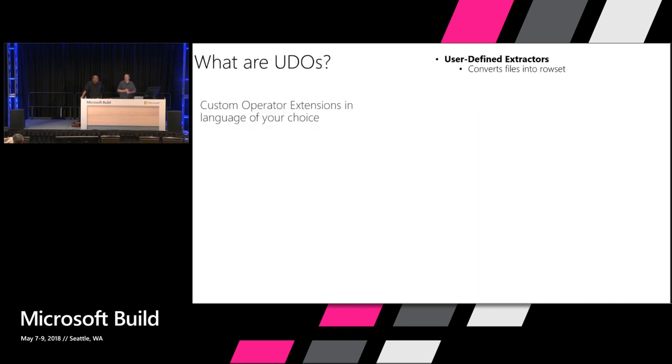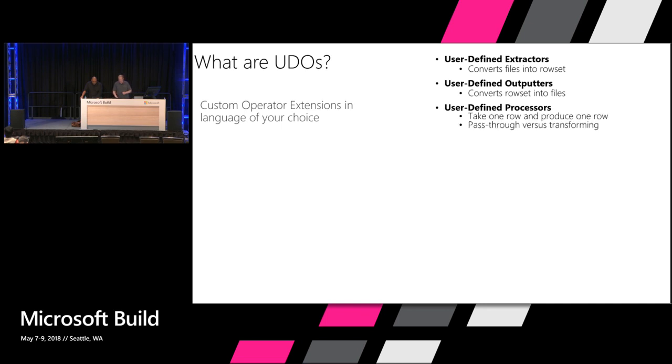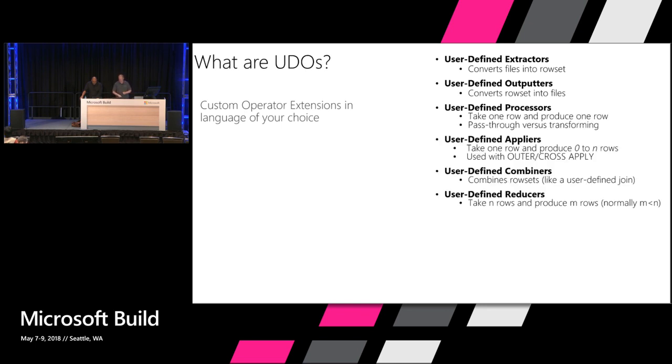So the way that this user code gets written is often as what we call user-defined operators. An extractor is a user-defined operator, for example, that takes files and turns them into row sets. We also have outputters that we just talked about that convert row sets into files. And then there are a bunch of relational operators that take an arbitrary number of rows or a very specific number of rows, like 1, and produce another 1 to many rows.